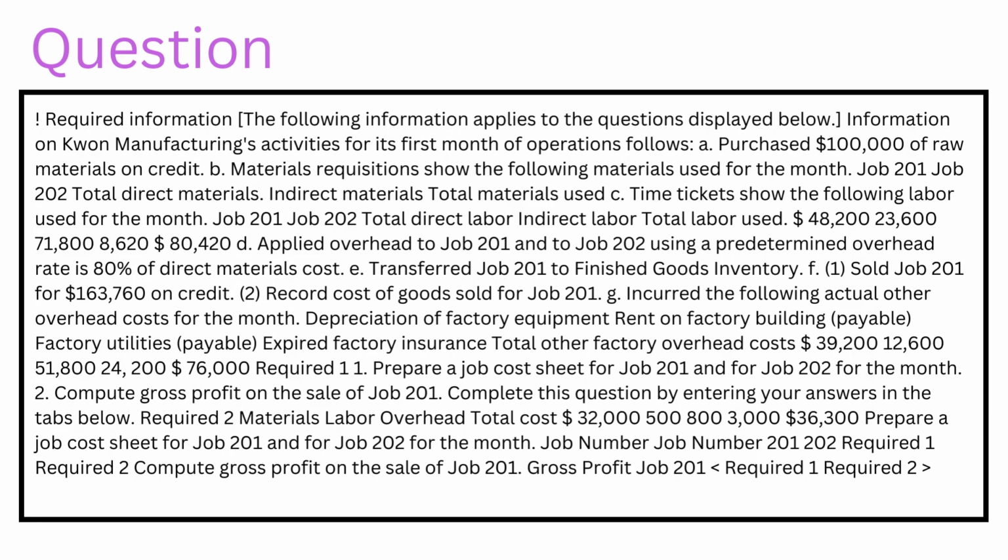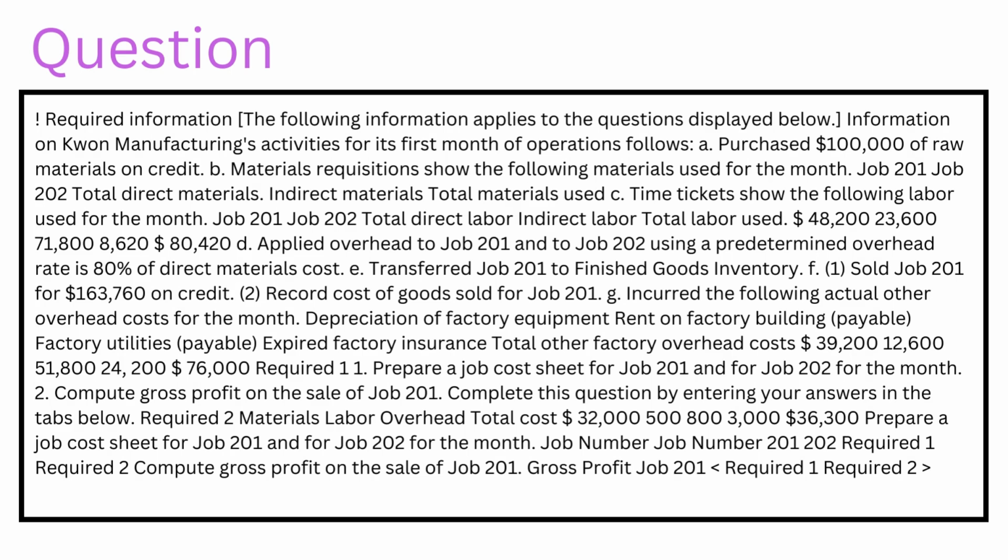$48,200, $23,600, $71,800, 8,620, $80,420. D. Applied overhead to job 201 and to job 202 using a predetermined overhead rate of 80% of direct materials cost. E. Transferred job 201 to finished goods inventory.